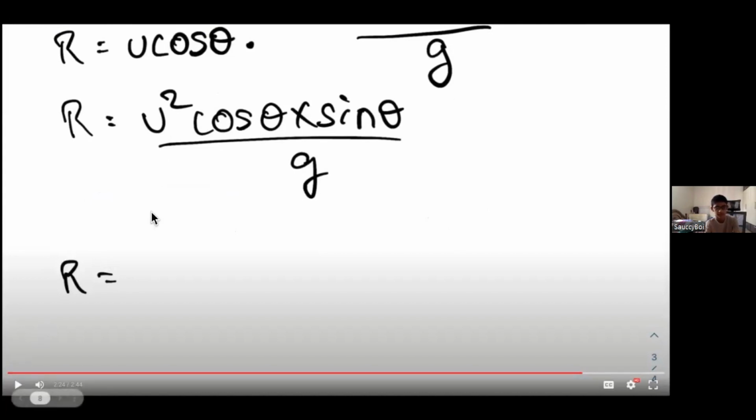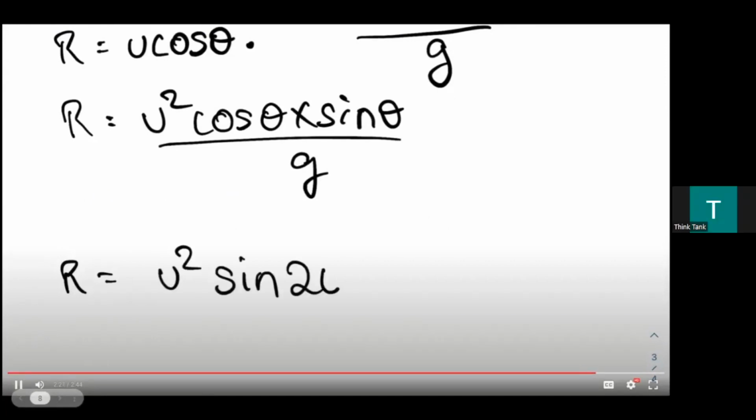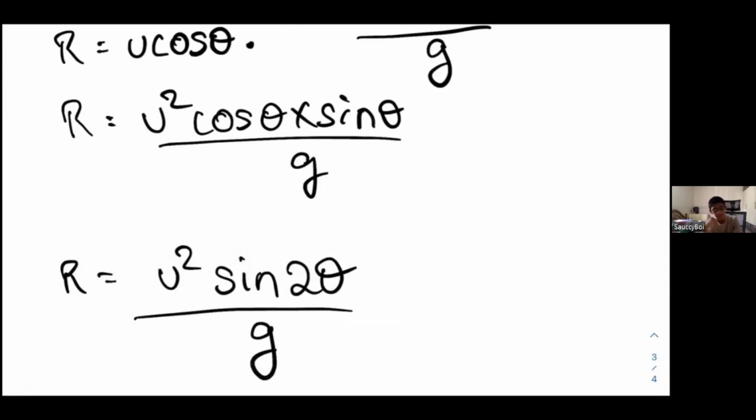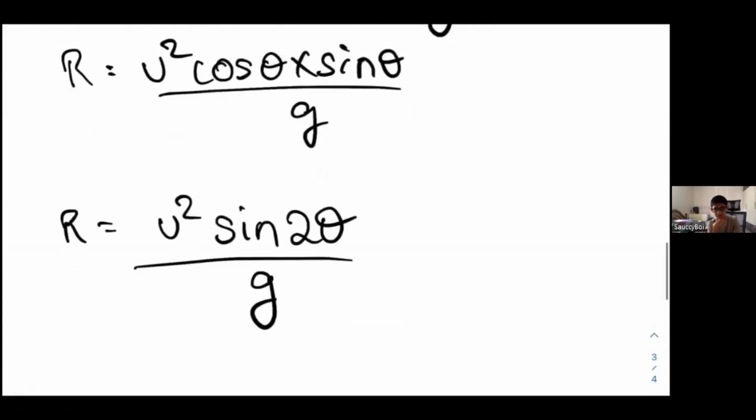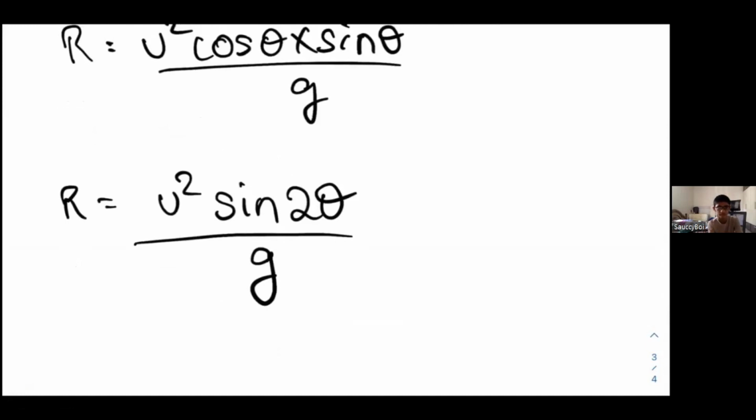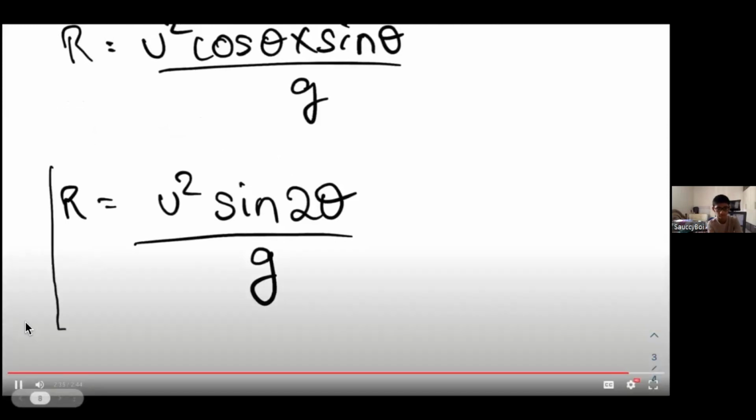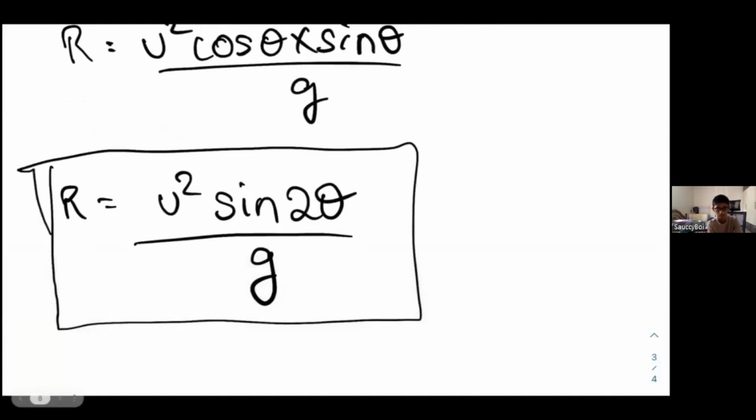But in the end, it gets the right answer. There's supposed to be a 2 in there. Right. R equals u squared sine 2 theta by g. Now we have an equation for range. Now I'm gonna save this like I just did with time earlier.